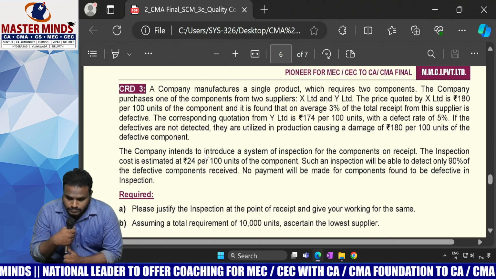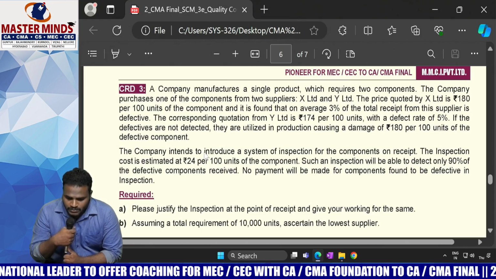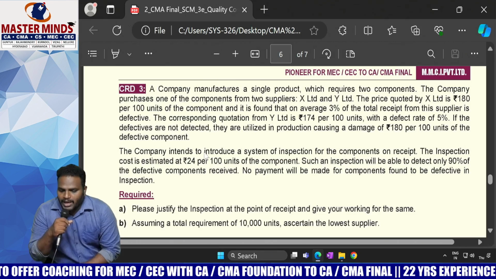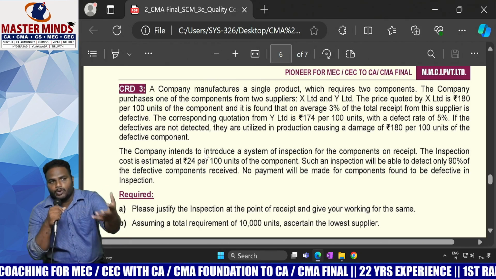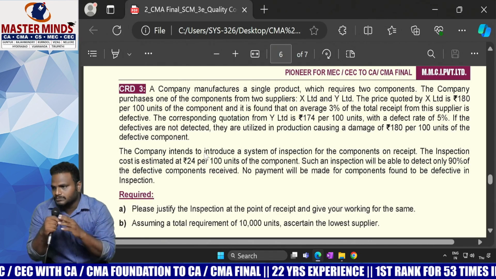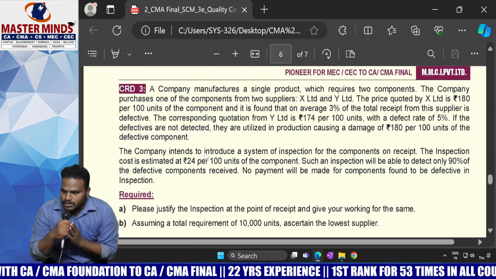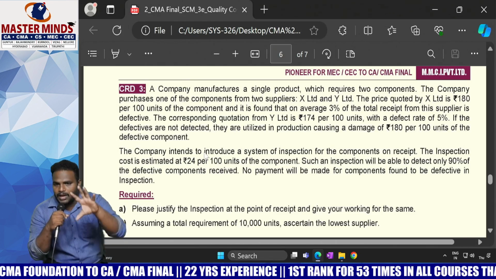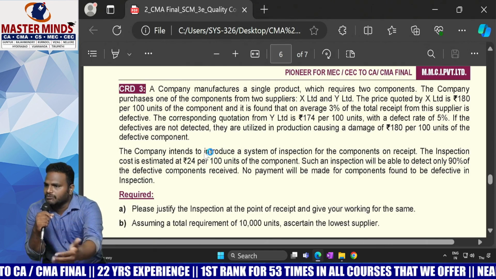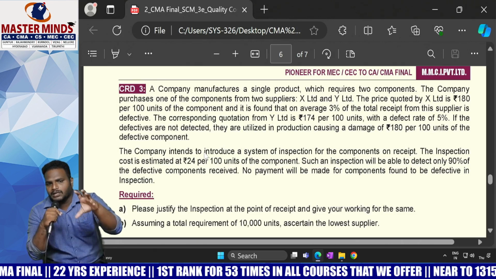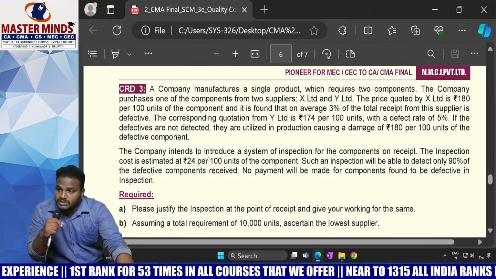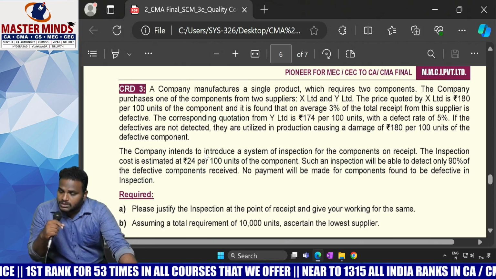It is found that on average 3% of the total receipts from the supplier X is defective. For example, if I am purchasing 100 units from X, how many are defective? 3. Then 97 are good units and 3 units are defective.